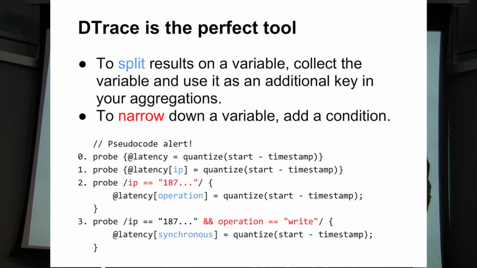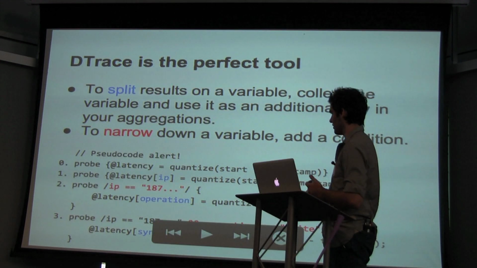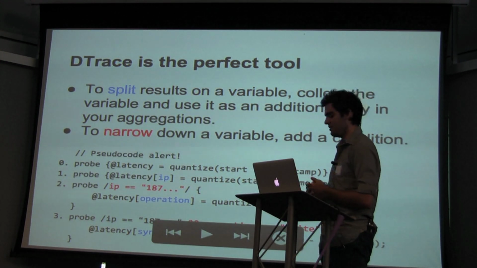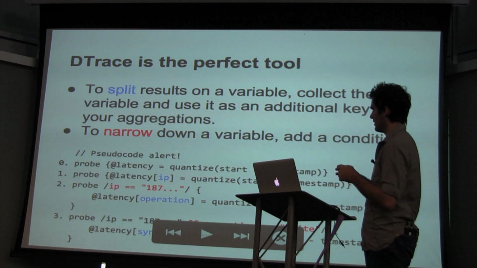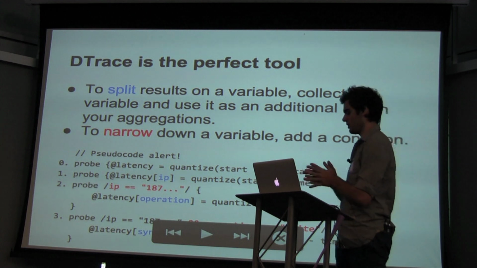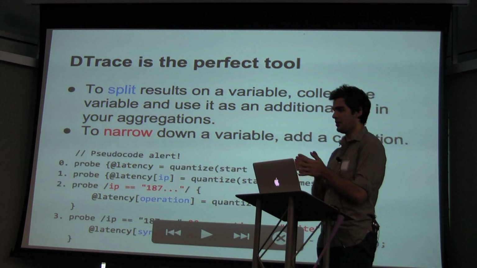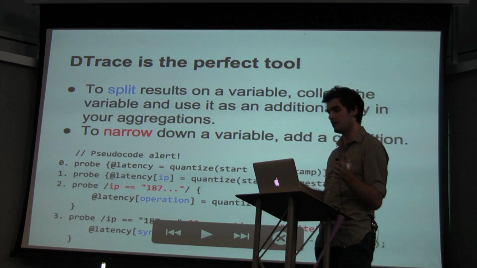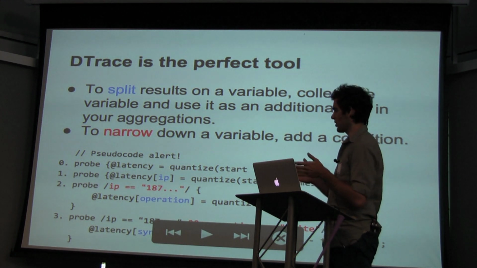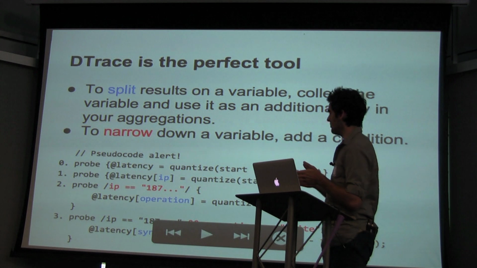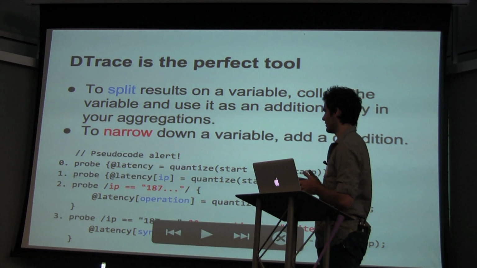So now, getting back to the actual DTrace in the code. I've been talking at a pretty high level, and it's going to stay that way. This is just code down here. But the basic idea is that these two different operations, either splitting on a variable, like looking at latency by client, like we were talking about before, or narrowing down, are both provided by these facilities that are built into DTrace.